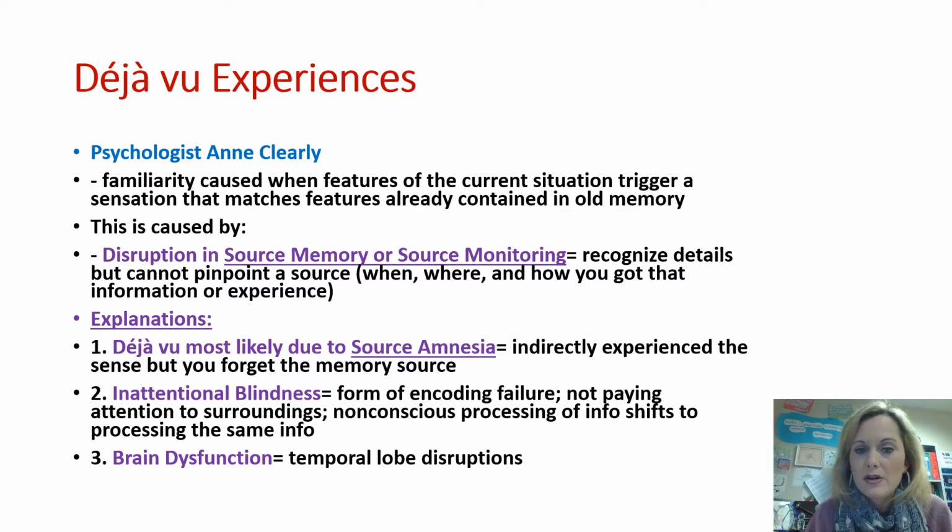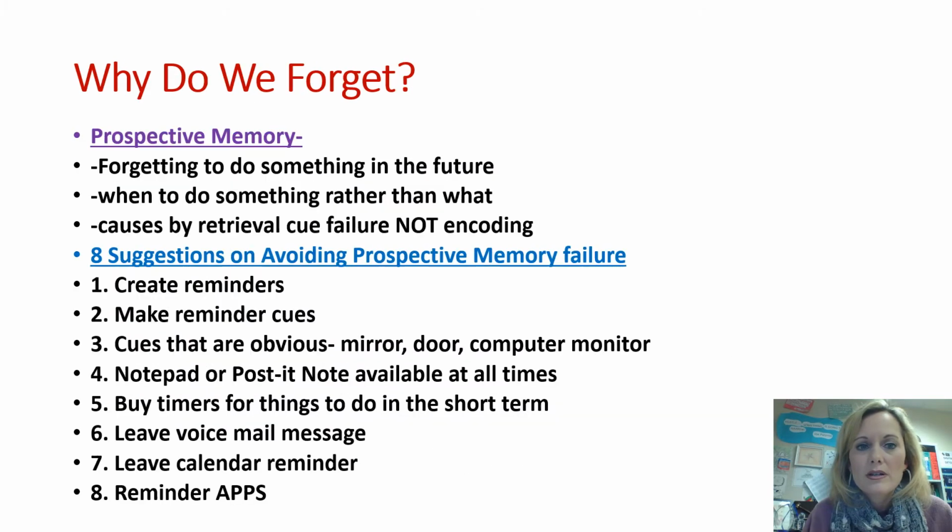our experiences came from. Inattentional blindness, which is again from chapter 4, is a form of encoding failure, right? We fail to pay attention to things around us. We're unconsciously processing stuff all the time. And so all of a sudden we feel like we've been somewhere when really it's probably because our attention's divided. And then some of it's from brain dysfunction of the temporal lobe, where we get some understanding of sensation and perception, not the parietal, the temporal. So that's some of the reasons why they looked at deja vu.